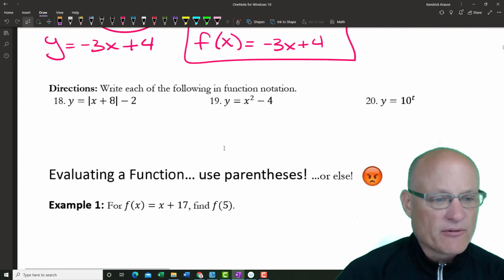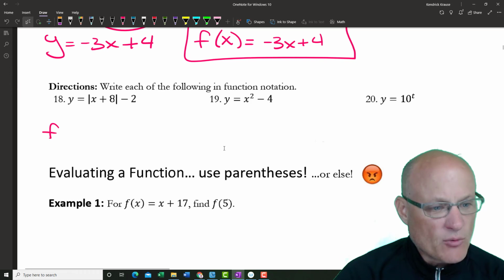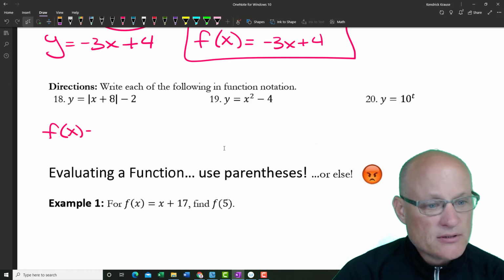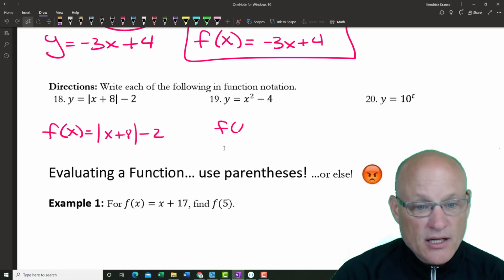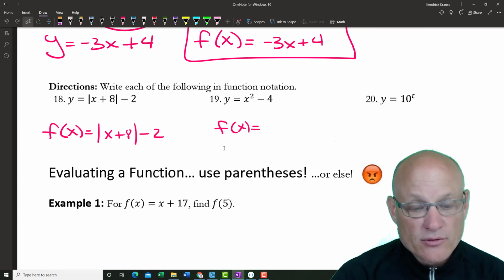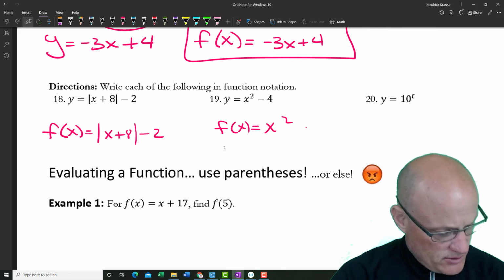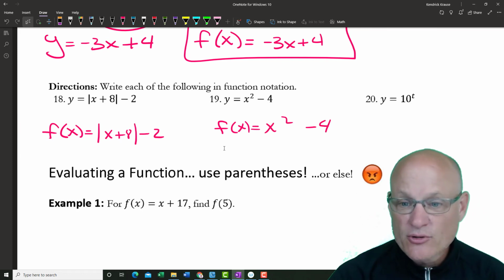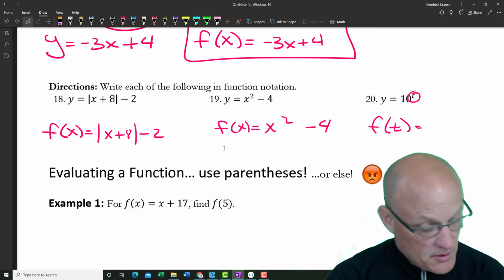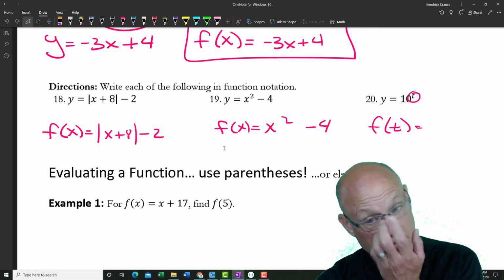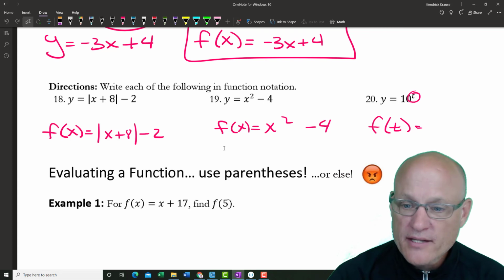Write each of the following in function notation. I'm not even sure why I did this. Absolute value of x plus 8 minus 2. f of x equals x squared minus 4. Now you can also, this is t though, you've got to be careful. f of t equals, I even made a mistake on my answer key. That's embarrassing. 10 to the t.